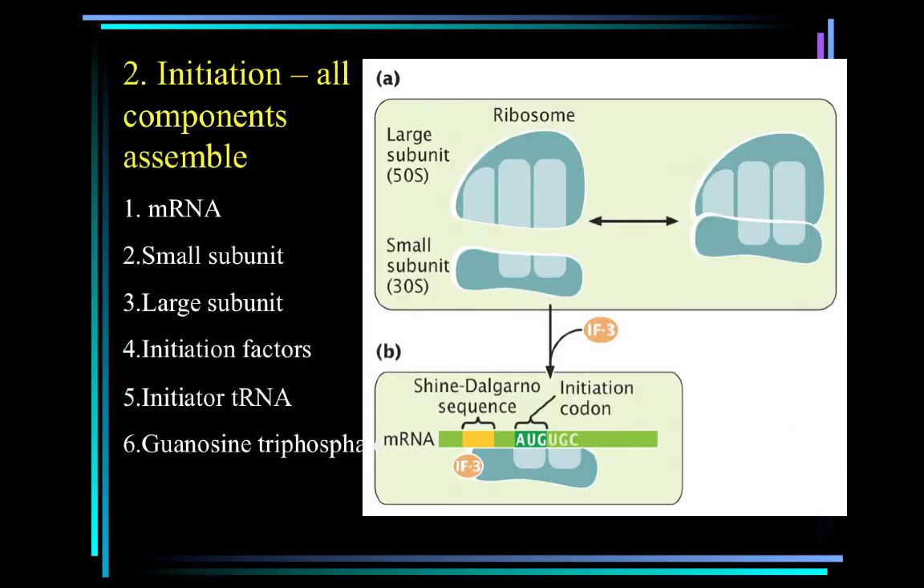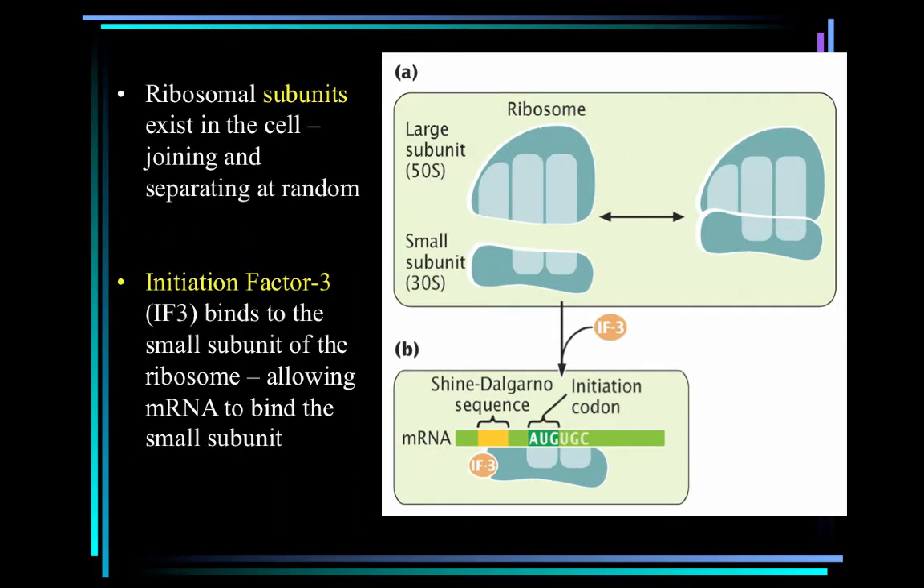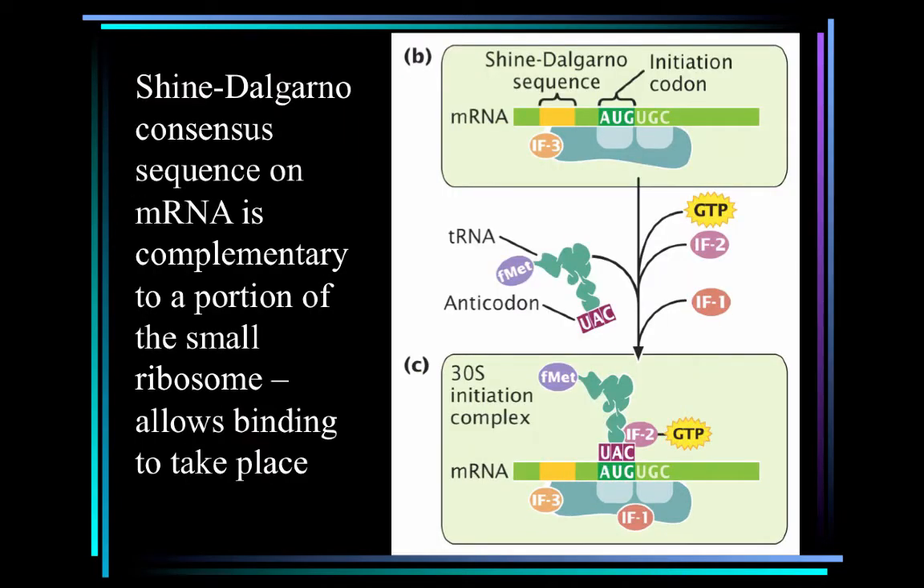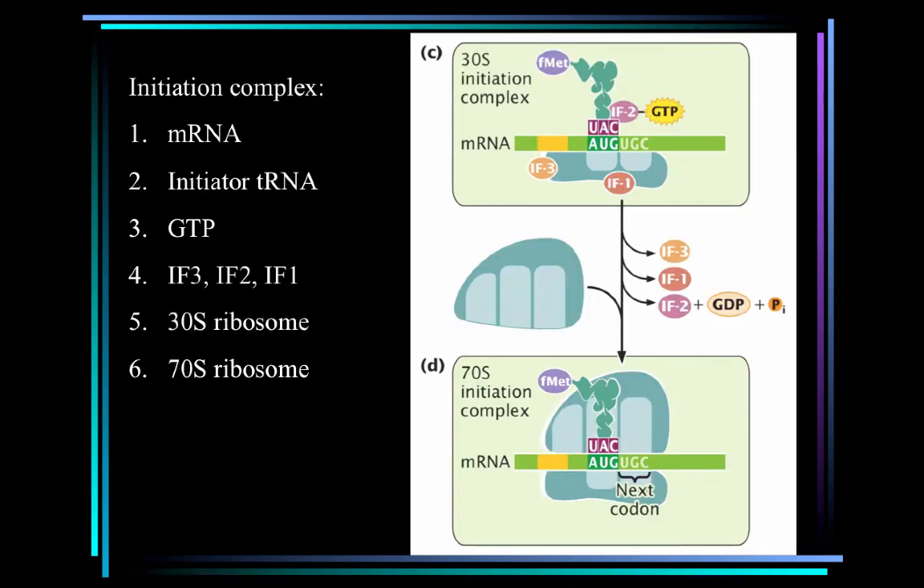That led us into initiation, and initiation is where all of the components are going to come together and assemble on the ribosome. The ribosome is made up of two subunits, one large and one small. The components that are going to come together include messenger RNA, the initiating transfer RNA, guanine triphosphate, initiation factors 1, 2, and 3, and then the small subunit and the large subunit.